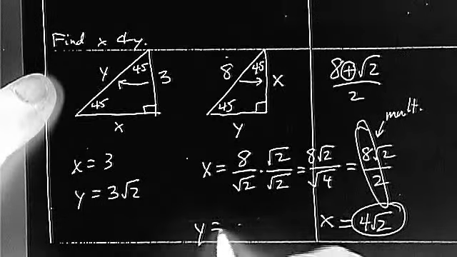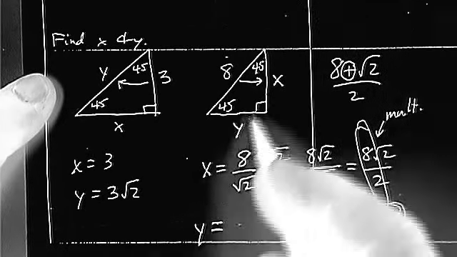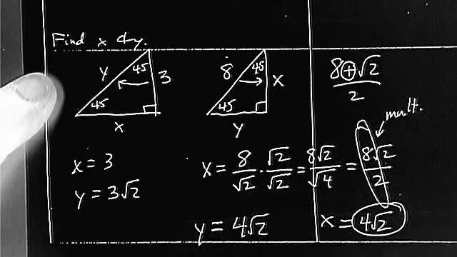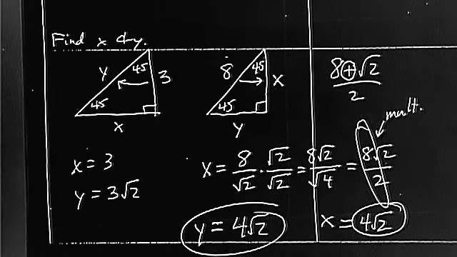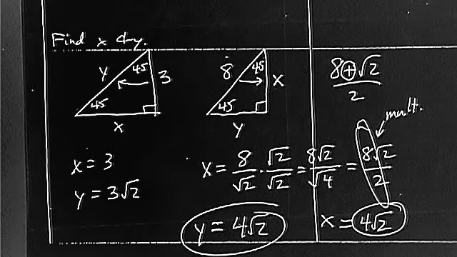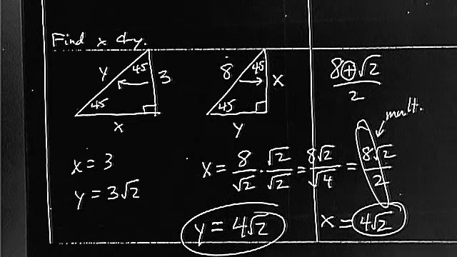What do you think about y? Well, hopefully you've already thought about it and said, well, it has to be the same as the other side because they're both legs of a 45, 45, 90 right triangle. So it also has to be 4 radical 2. And honestly, the 45, 45, 90 is the easier one to deal with. So let me try the other one, the 30, 60, 90.